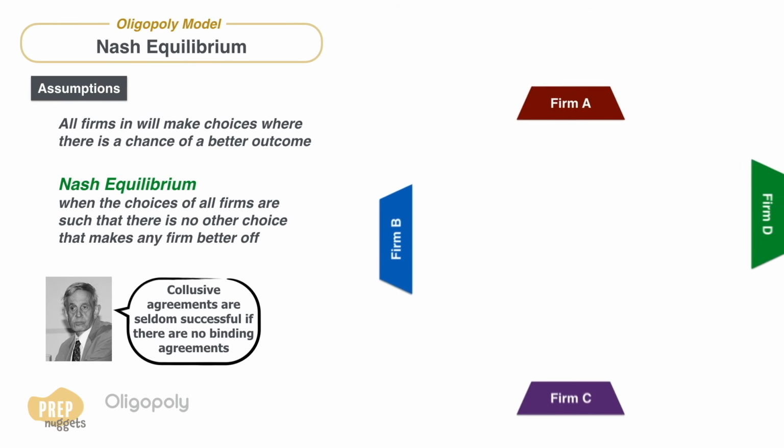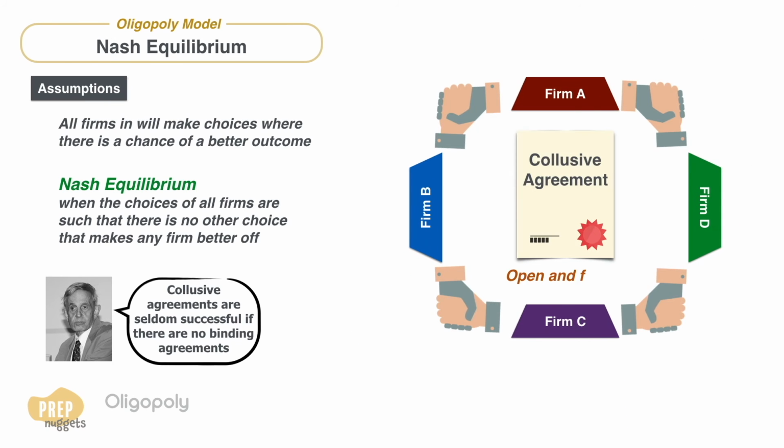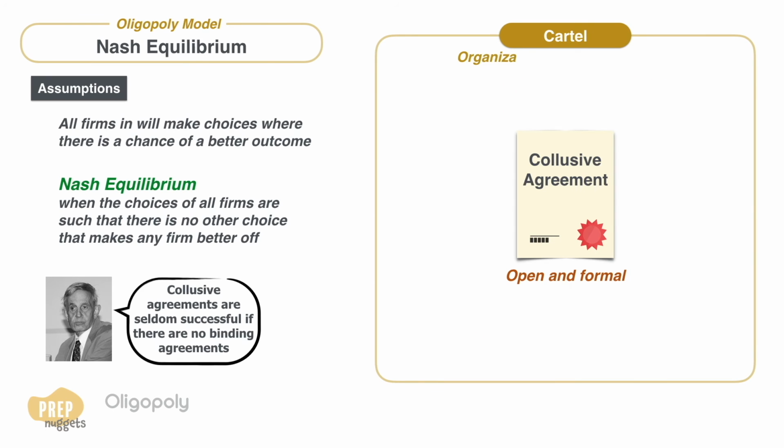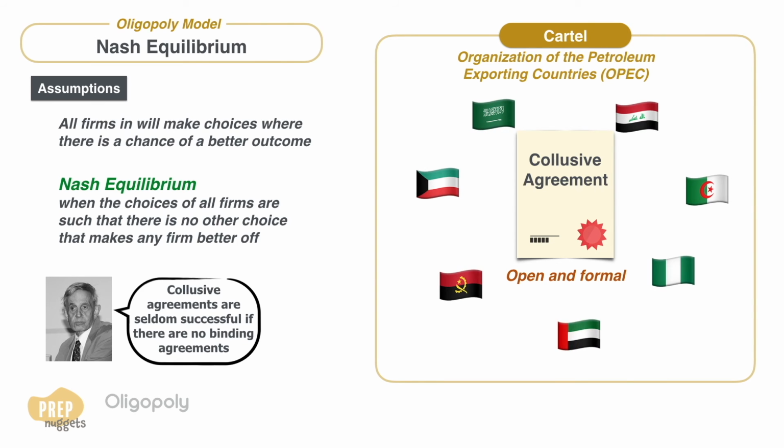When collusive agreements are made openly and formally, the firms involved are called a cartel. The OPEC oil cartel is an example of such a collusive agreement, but evidence is common that cartel members regularly cheat on their agreements to share the optimal output of oil.